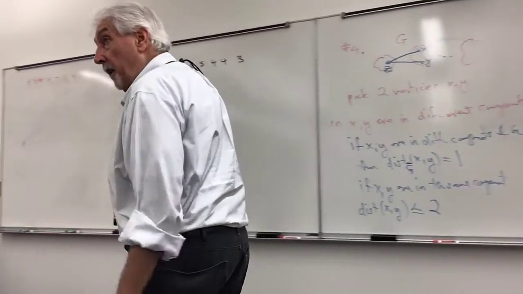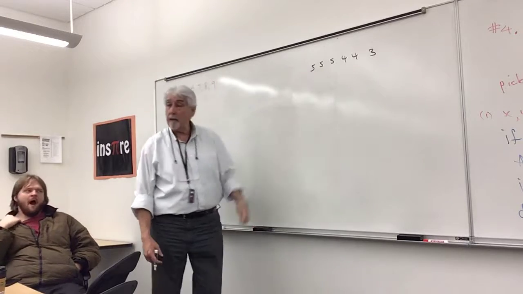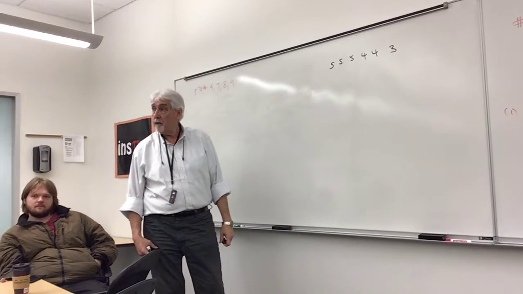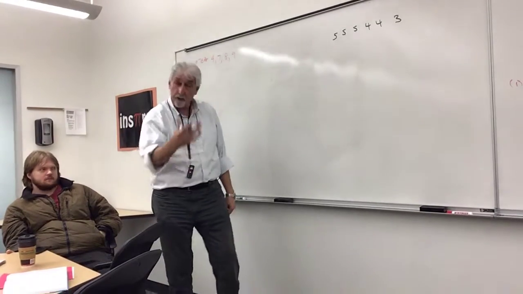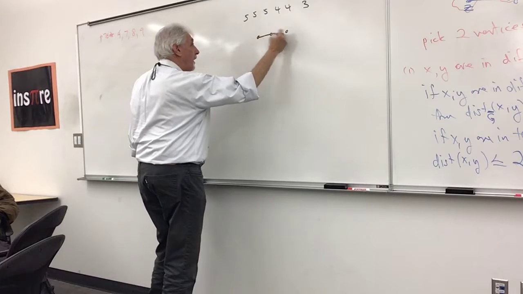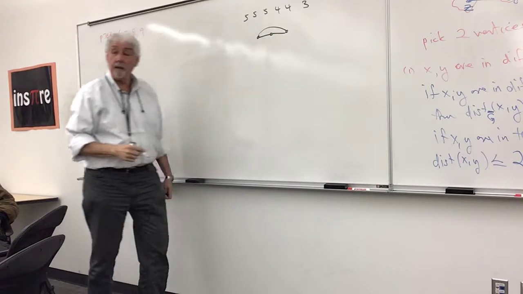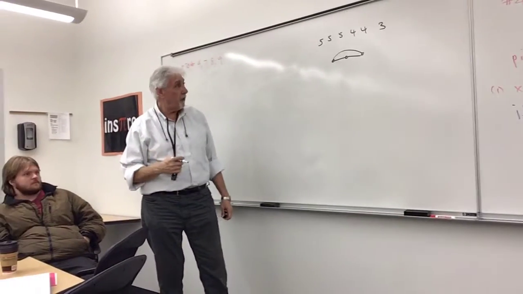How many vertices are there in this graph? 6 vertices. So what can you tell me about the vertices of degree 5? They're adjacent to all the other vertices. So here are the 3 vertices of degree 5, and they must be adjacent to all the others. Now, the 3 vertices of degree 5 are adjacent to one another.